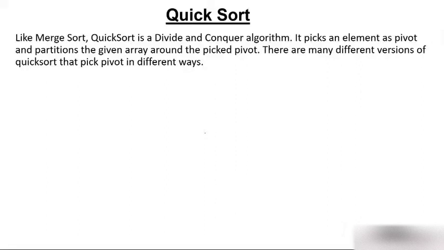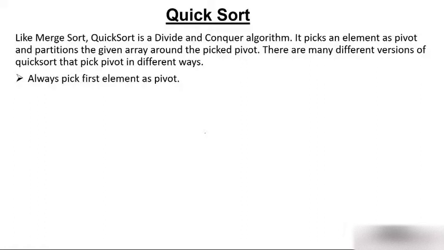It picks an element as a pivot and partitions the given array around the picked pivot. So what generally takes place is that we pick an element as a pivot and partition the given array around that pivot element. There are many different versions of quicksort that pick the pivot in different ways. So there are different methods of picking the pivot element. Let's see what the different methods are.